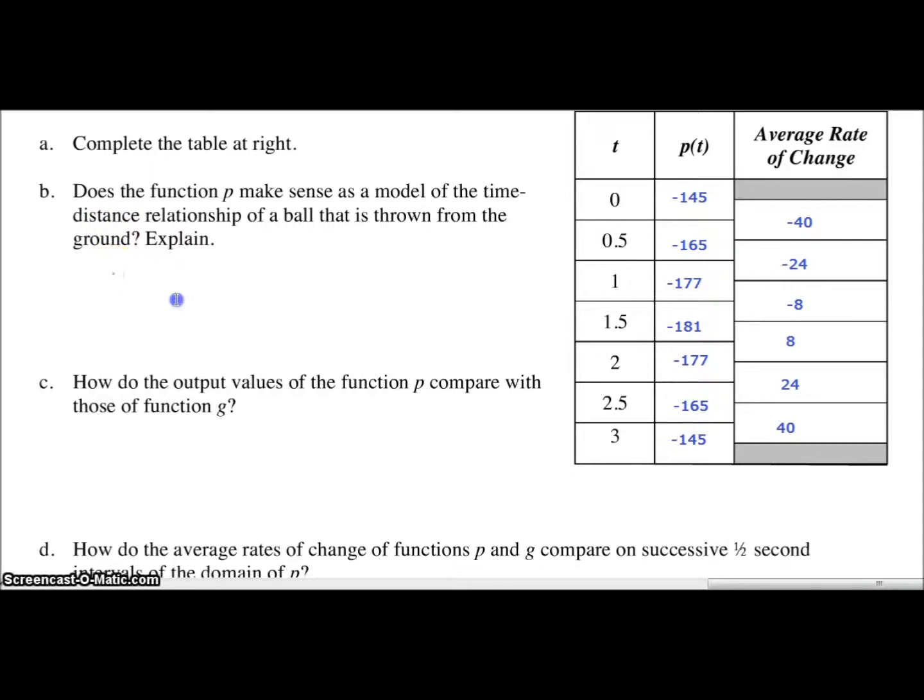Does the function p make sense as a model of the time-distance relationship of a ball that is thrown from the ground? I would say no, because we can't have a ball going underground. We can't have negative values for height above the ground here. How do the output values of the function p compare with those of function g? They are all opposites, just the negatives.